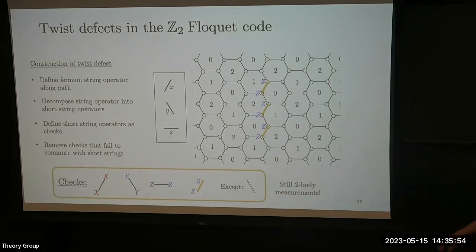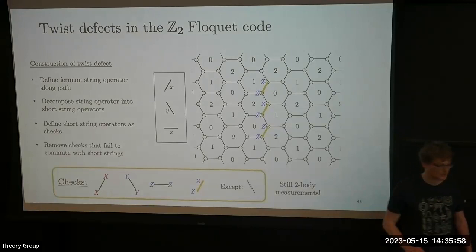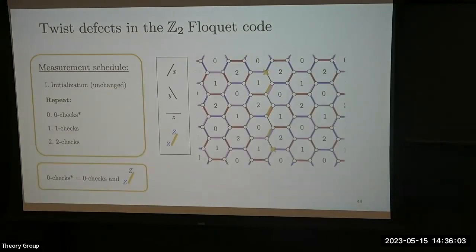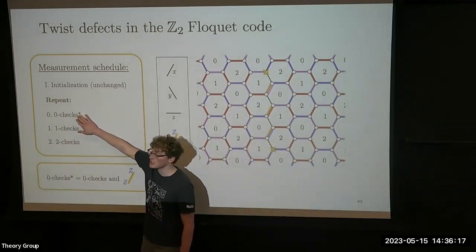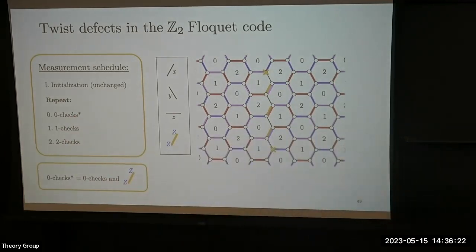So this is our new set of checks for a Floquet code with twist defects. I need to tell you the measurement schedule. The measurement schedule is somewhat straightforward because those fermion string operators, by construction, commute with all the checks, so we can measure them at any time. We might as well group them together with the zero checks and define this set of zero checks star, which includes the measurement of those short string operators. So this is it. We've done it. We've constructed twist defects in a Floquet code.